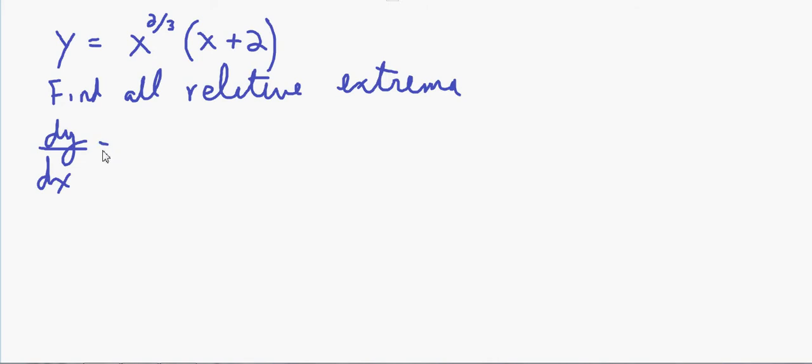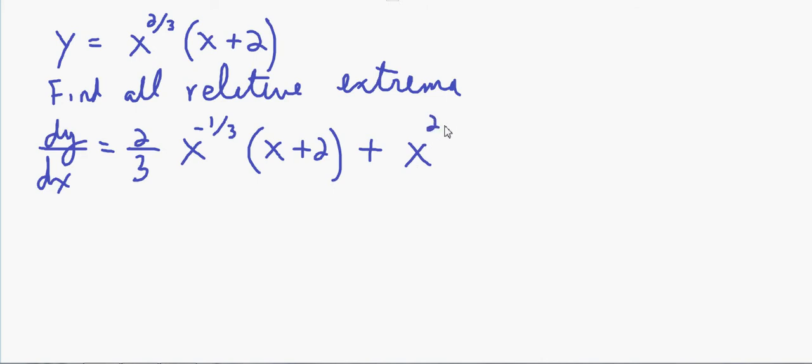dy dx using the product rule is 2/3 x to the negative 1/3 times x plus 2, plus x to the 2/3. There we go. Now our goal here is to find out where this thing is zero or undefined. But before we can do that, it makes sense to simplify this thing down and get it to be one nice big fraction.